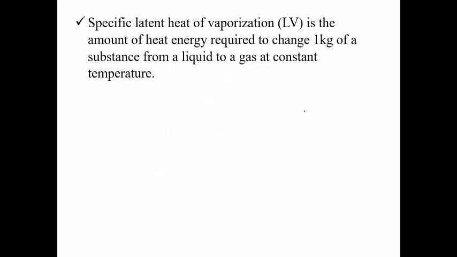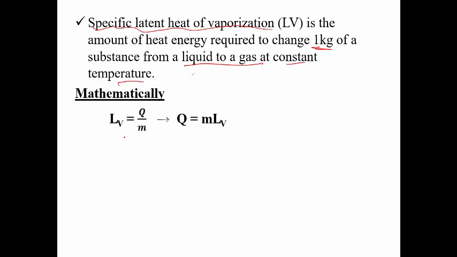LF stands for latent heat of fusion, and the second one is specific latent heat of vaporization. Since it says specific, here also, this is the amount of energy required to change 1 kilogram of substance from liquid to gaseous state at a constant temperature. We can express this also mathematically. LV is equal to Q over M, and Q is equivalent to M times LV.